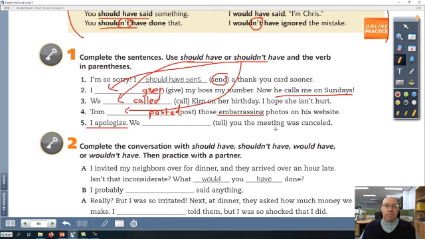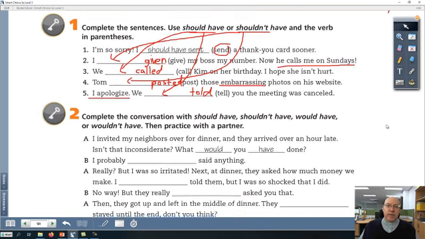The meeting was canceled. Okay, it's something that they didn't do, but now they think the opposite. So we should have past participle told you. We should have told you the meeting was canceled. Okay, so I shouldn't have given, we should have called, Tom shouldn't have posted, and we should have told you. Okay, so there you go, there's exercise 1. So let's jump down to exercise 2.